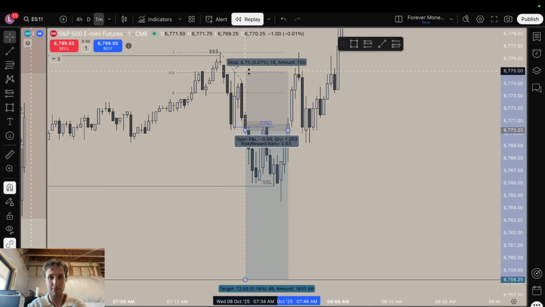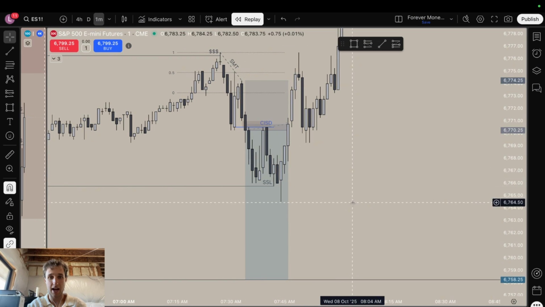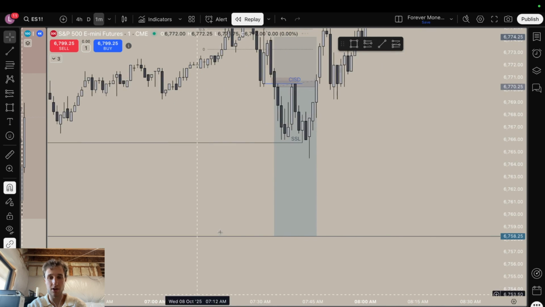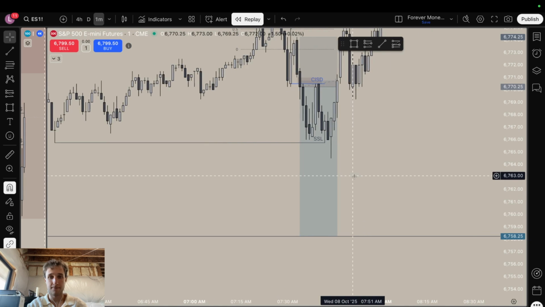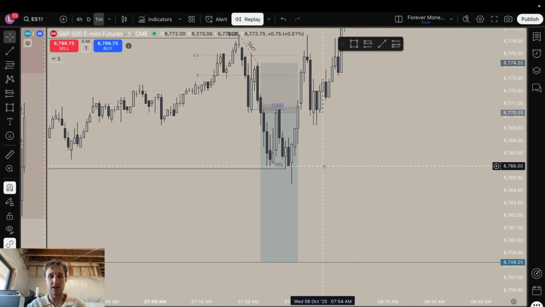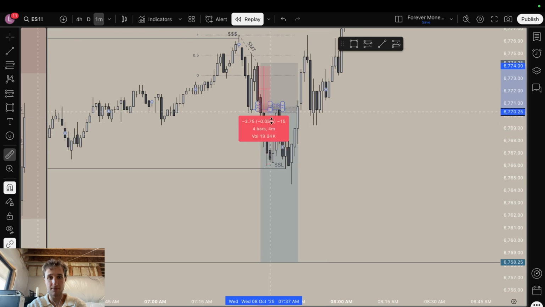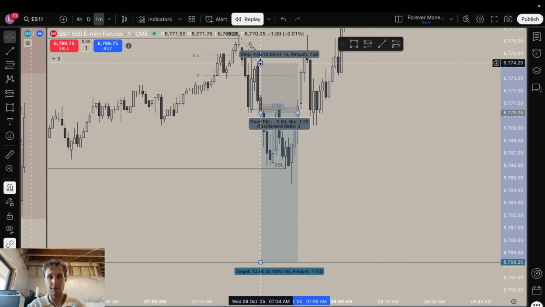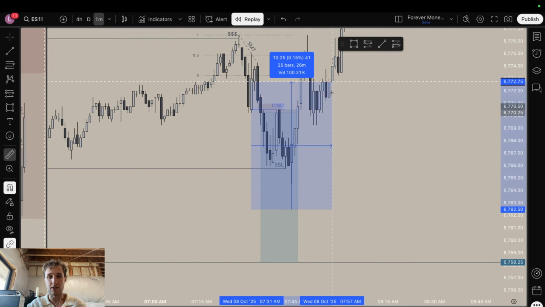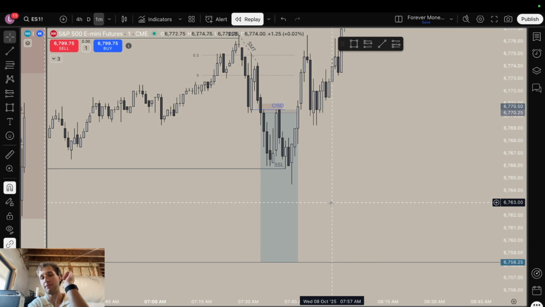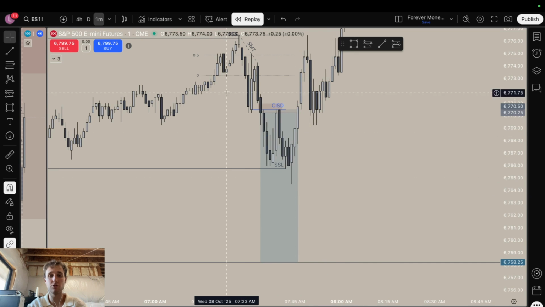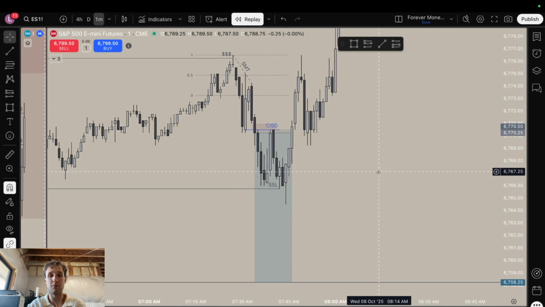My original stop was at this SMT high, and I'm targeting all the way down to Asia with my first TP at this internal low. And then as soon as my TP gets hit, I move my stop to break even, right? So price comes down, we take out that low, I move my stop to break even. We eventually get stopped out at break even. So these were my two trades basically in the morning, right at market open.